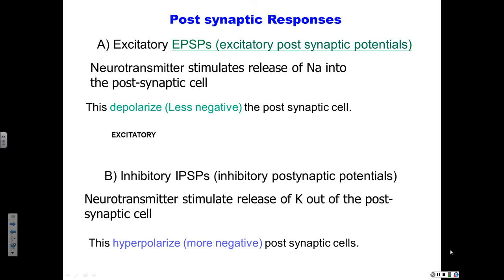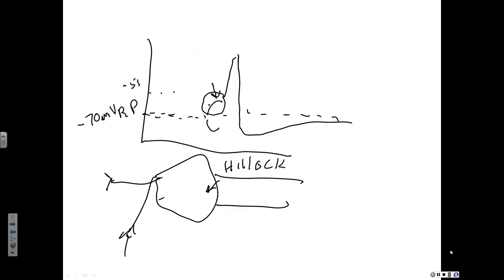Okay, and these will depolarize the cell, right? They'll make it less negative if it's excitatory. That is, it drives it towards the threshold. And if it's big enough and it reaches threshold, you'll get an action potential. And then there's IPSPs, inhibitory postsynaptic potentials, and they drive it further away. Okay, they hyperpolarize. They drive it lower than the resting potential, as shown here. That would be this. It would drive it lower.